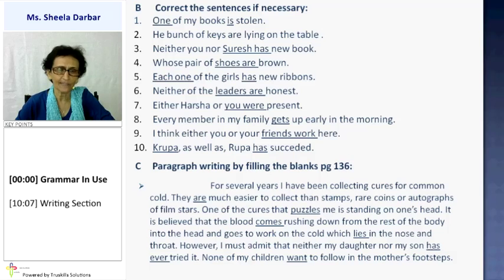It is believed that the blood comes rushing down from the rest of the body into the head and goes to work on the cold which lies in the nose and throat. However, I must admit that neither my daughter nor my son has ever tried. Yes, standing on the head. Have ever tried it. None of my children want to follow in the mother's footsteps. They want to be different.